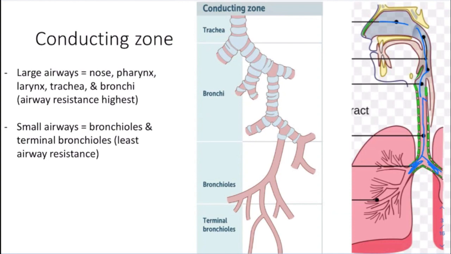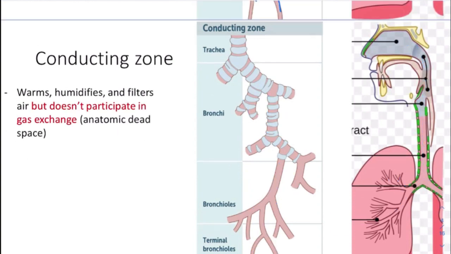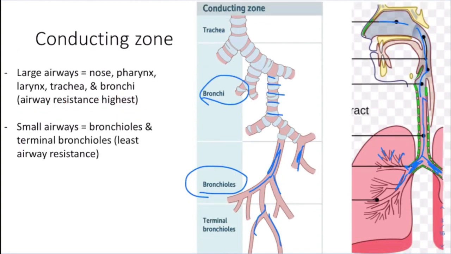So right here, the right mainstem bronchus and the left mainstem bronchus, we also call them primary bronchi. But when they divide, they become secondary bronchi. And then when those secondary bronchi divide, they become tertiary bronchi. And beyond this point, you get bronchioles. And then further down, you get terminal bronchioles. So the difference between the bronchi and the bronchioles is the absence of the cartilage. So right here, the bronchi, they're surrounded by cartilage, while the bronchioles are not surrounded by cartilage. And the airway resistance is least in the terminal bronchioles.